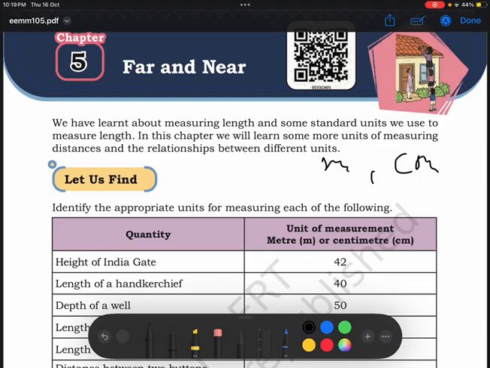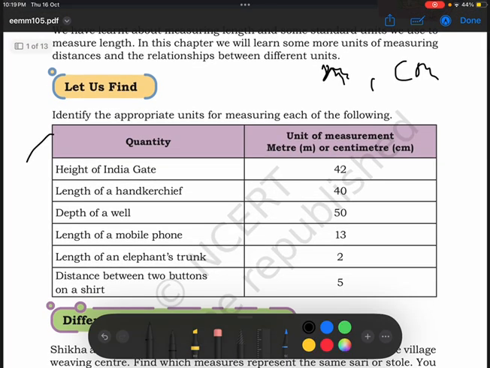When we measure things which are very large, huge, we generally use meter, and when we are dealing with small things like an eraser, sharpener, and nails, we use the unit centimeter. So here a table is given, and we have to tell which is appropriate to measure the length of these things. Like the first one is the height of India Gate.